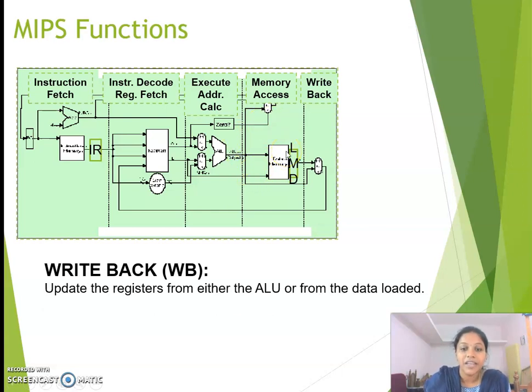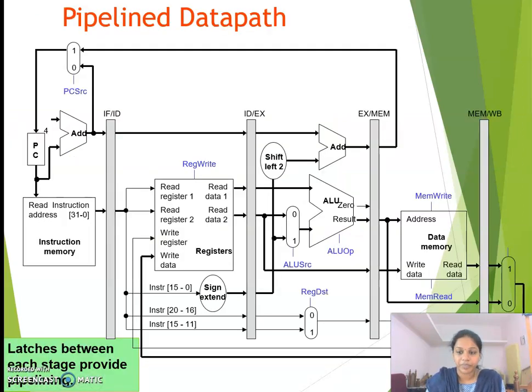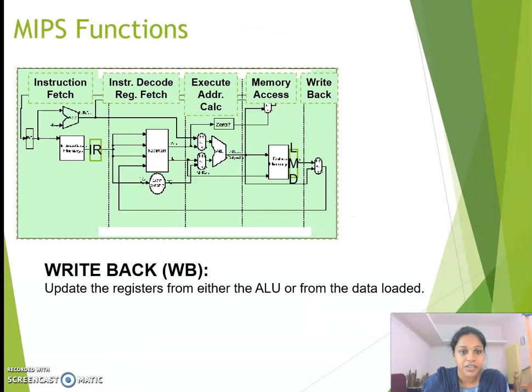Finally, write back. After completing the execution, the store operation has to be done. So the registers have to be updated with the final value. So write back of the registers has to be done. Okay, so that is what is happening. Update of registers from either ALU or from the data loaded. We have to update the registers back here. So these are the 5 major operations that are present in the data path that we have seen. MIPS instruction execution. Okay.